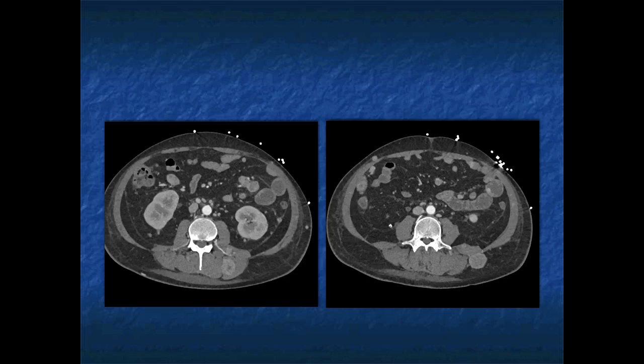What are we dealing with? Nodules in the liver, the lung, the soft tissues, muscle, metastatic disease, maybe renal cell. Maybe lymphoma is a possibility.